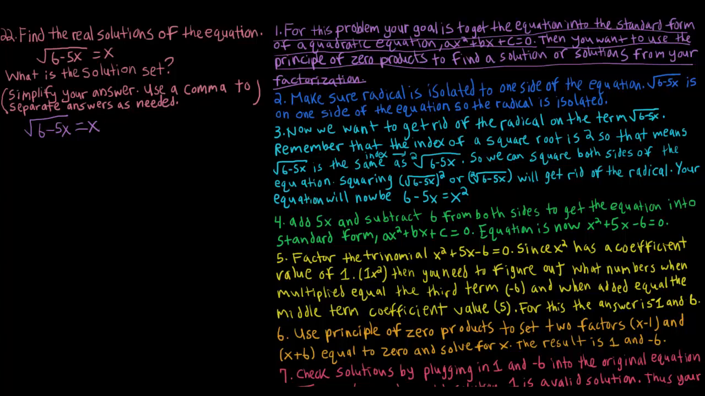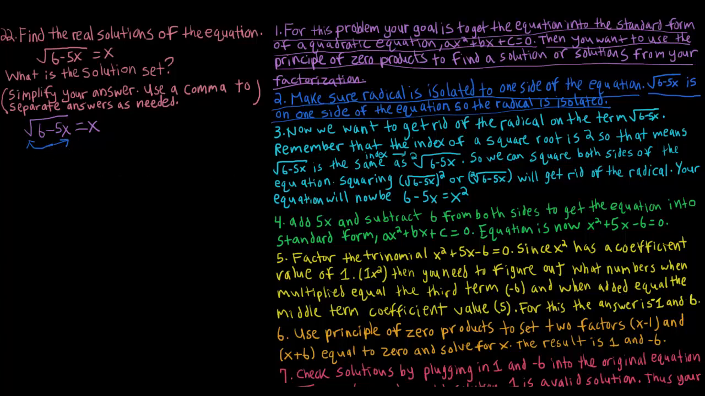Step 2 wants us to make sure that the radical is isolated on one side of the equation. The square root of 6 minus 5x is on one side of the equation, so the radical is isolated. This whole radical term is on the left side, so we're good there.